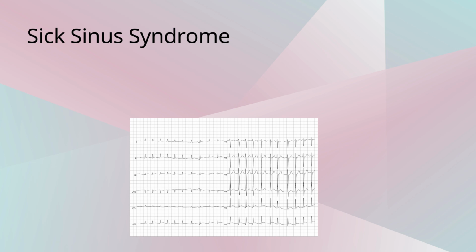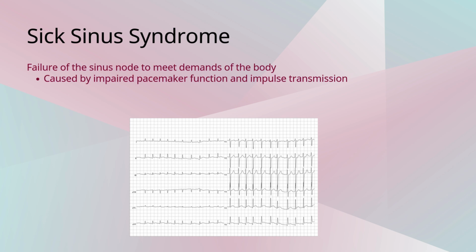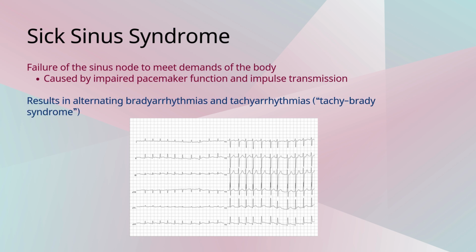Our next one is sick sinus syndrome, which is not as easily testable, but you should still be familiar with what it is, which is simply dysfunction of the SA node. Instead of firing regularly, the sinus node is unreliable. Sometimes it fires too slowly, sometimes it pauses, and sometimes it alternates with episodes of rapid atrial arrhythmias. And that's why you'll hear the term tachybrady syndrome.